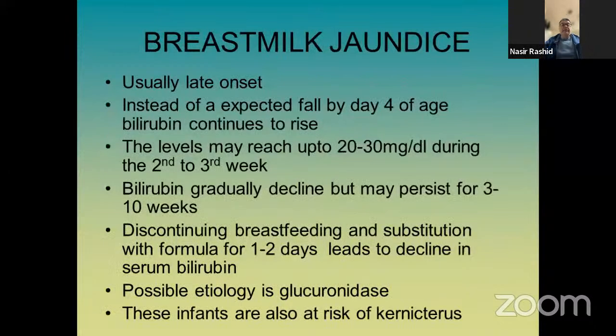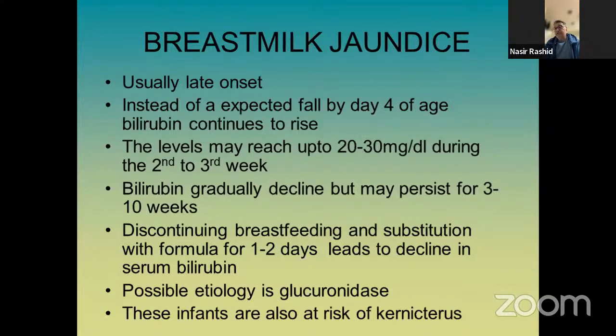Now, the next category is breast milk jaundice. This is probably one of the most common jaundices that pediatricians can encounter in their clinic. It is usually late onset. It doesn't happen in the first week of life. Usually it starts happening in the second to third week of life. Levels can reach as high as 20 to 30 milligrams per deciliter. And then eventually this bilirubin starts gradually coming down between 3 to 10 weeks of life.